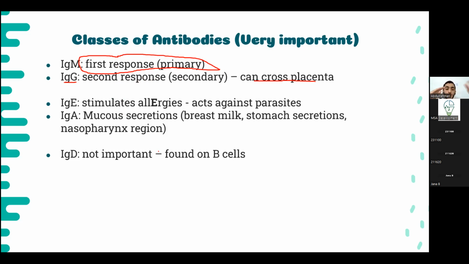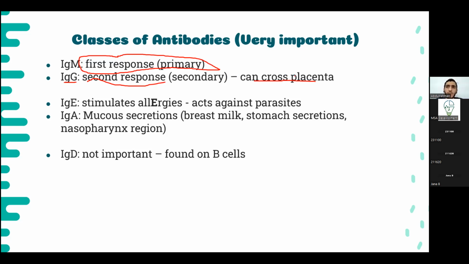It was the very basic constant chain, like the IgM antibody type. And since now we had created some changes on it, we have an IgG. So IgG is a stronger response. But what you need to know is that it is the secondary response. And another important point for IgG is that it can cross the placenta.